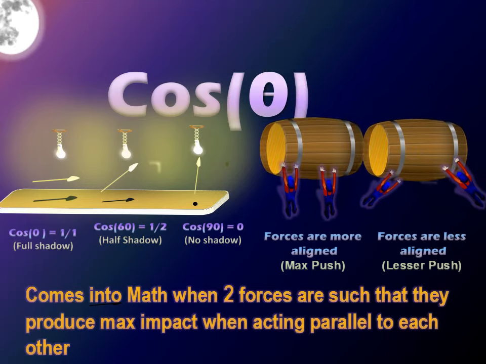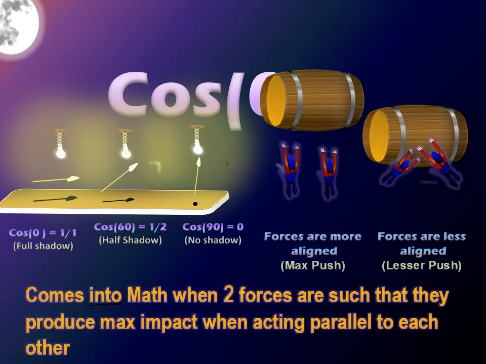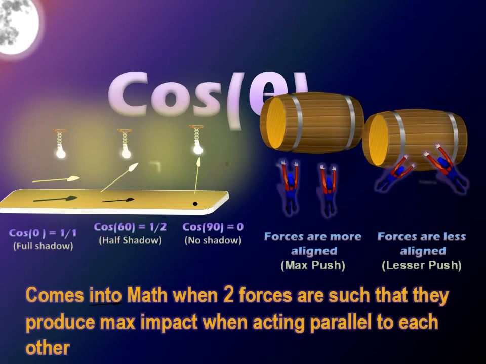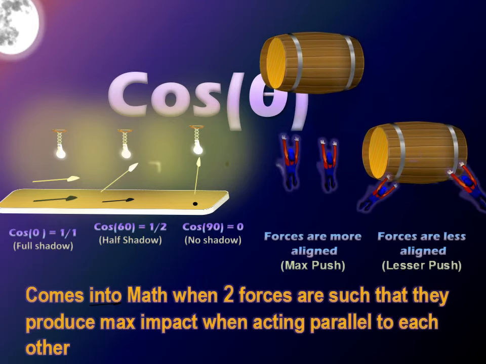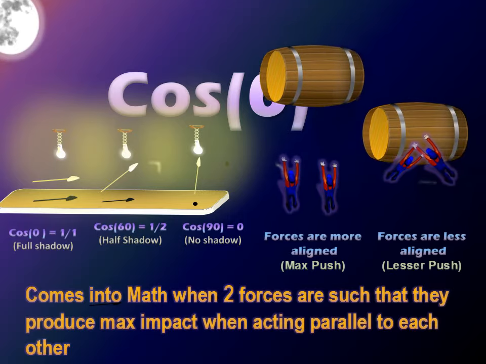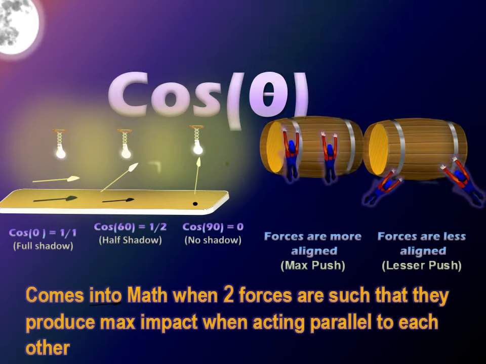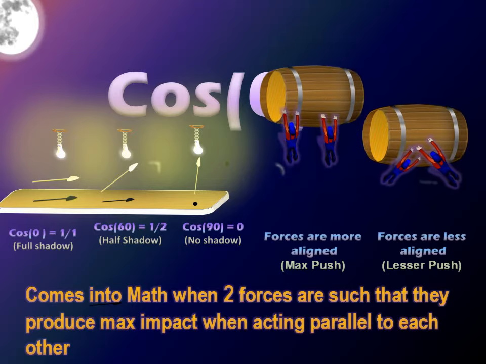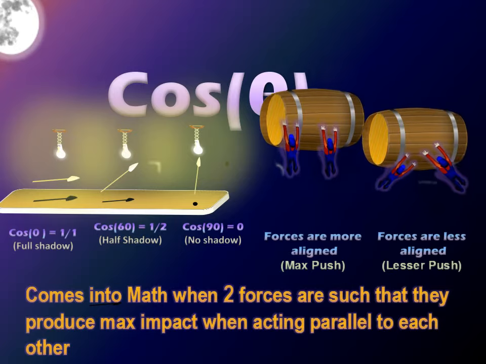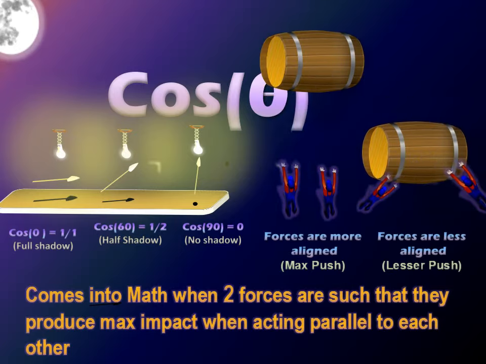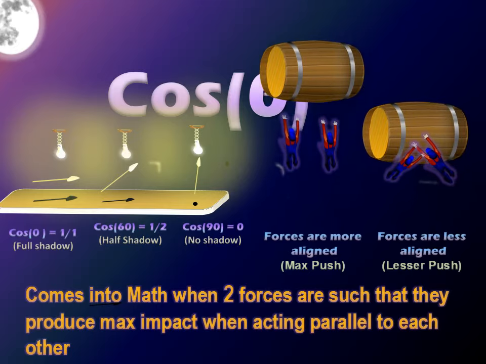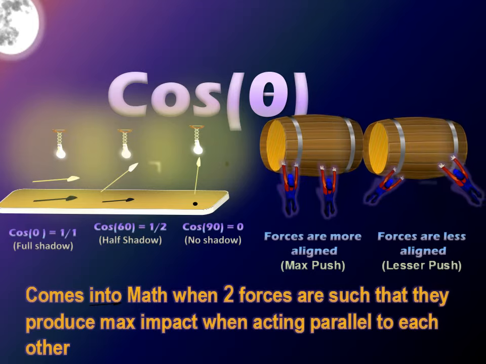Cos theta comes into math, on the other hand, when two forces are such that they produce maximum impact when acting parallel to each other. You have seen the image of the bulb and the spear in the previous slides. Now let's take the other image. In this case, two people are pushing this drum-like object in the same direction. Their forces are aligned. The angle between them is 0 degrees. Their forces are acting parallel to each other. So now the maximum push is generated onto the drum.